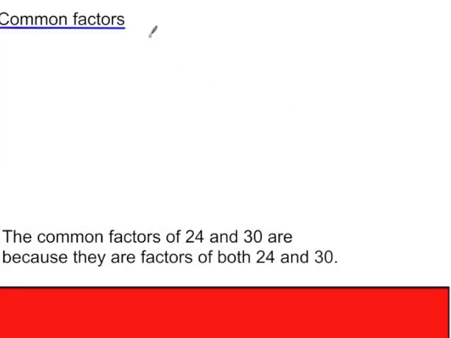This lesson is about finding the common factors of a pair of numbers. Firstly, we need to know how to find all the factors of a number. So starting with 24, it's an even number, so 2 must be a factor. I also know it's a multiple of 8, so 8 is a factor, and 24 is a factor of itself.